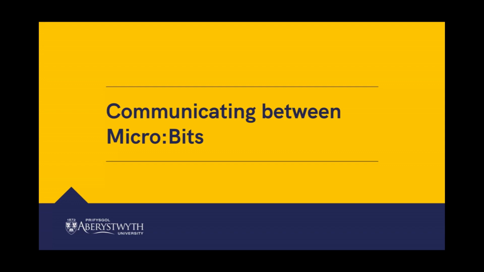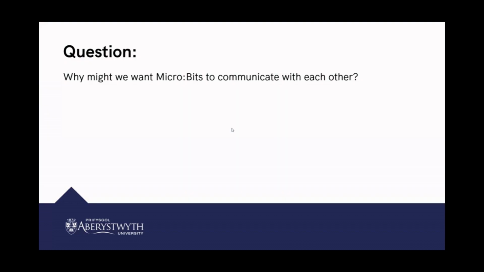This is going to build up on all the stuff we've covered so far and add on a new communication system too. So first of all, let's ask the question, why might we want micro:bits to communicate with each other? Well, there's a couple of possible things, and you can probably think of a couple straight away.